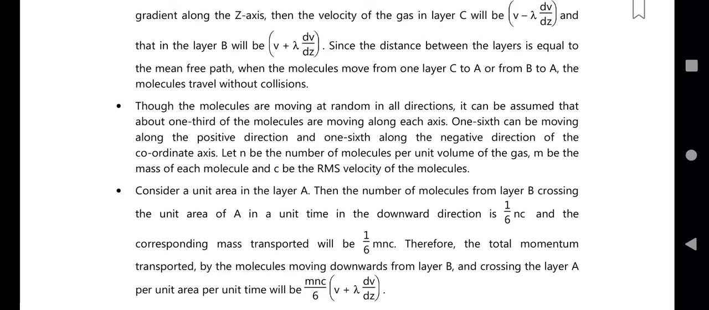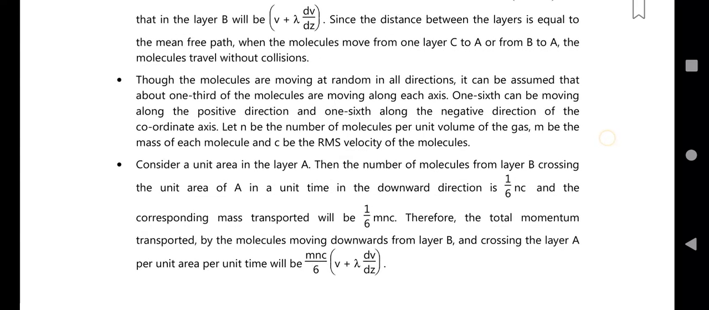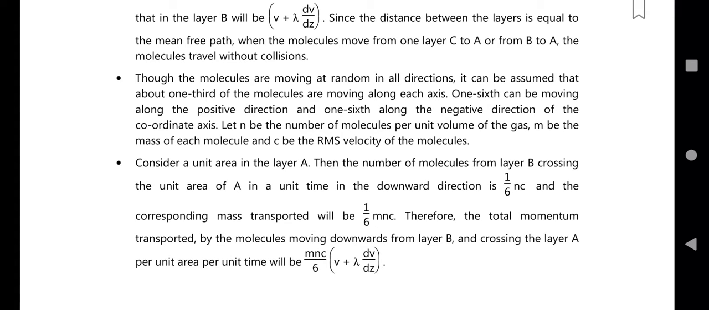1/6 of them move in the positive direction and 1/6 in the negative direction. It means that the number of molecules from layer B crossing the unit area of A in unit time in the downward direction is 1/6 nc, and the corresponding mass transport will be, if we multiply by the mass of one molecule, 1/6 mnc from layer B to layer A.